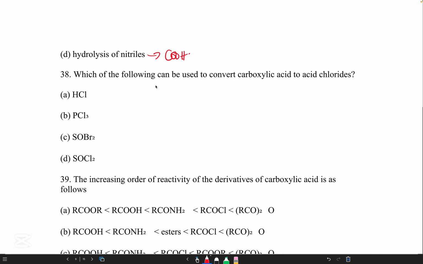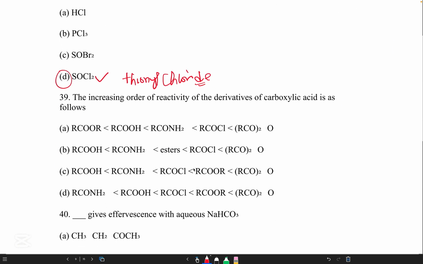Now, which of the following can be used to convert carboxylic acid to acid chloride? Now we have HCl, we have PCl3, SOBr2, and SOCl2. Now, this thionyl chloride is the correct answer. Although PCl3 can be used, the one that is mostly used all the time is thionyl chloride. All right, is that okay? So that is that for the answer.